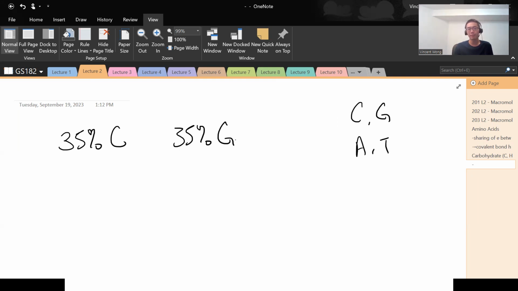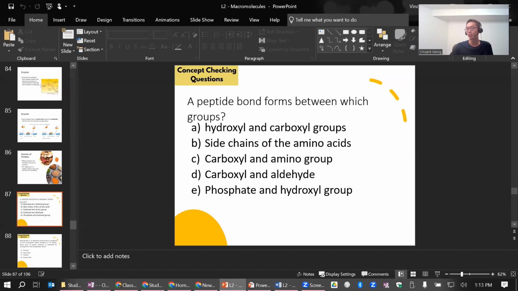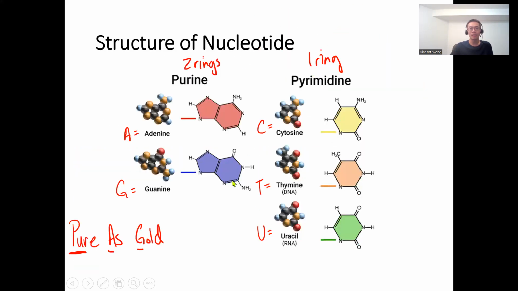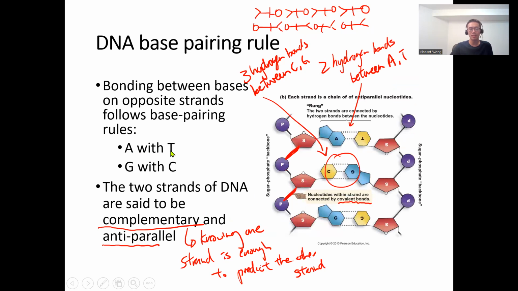Is that okay? How come C pairs with G? Oh, I mean there's no particular reason. That's just the way it is, right? If you look at over here, there's a slide that says it. Look, A always goes with T and G always goes with C so that you can maintain the width of the DNA, right? Remember?